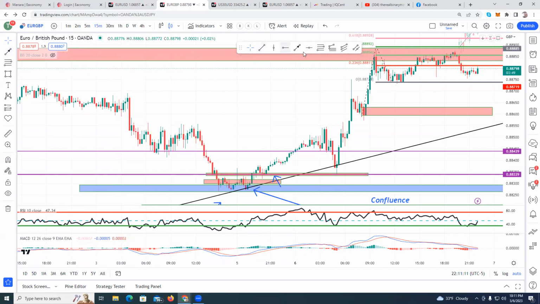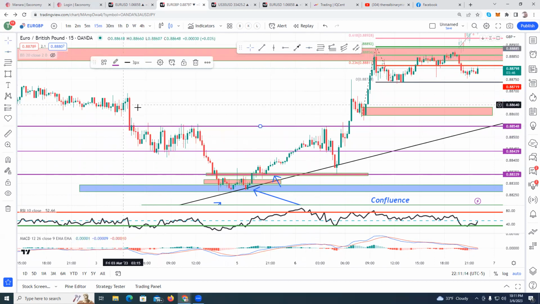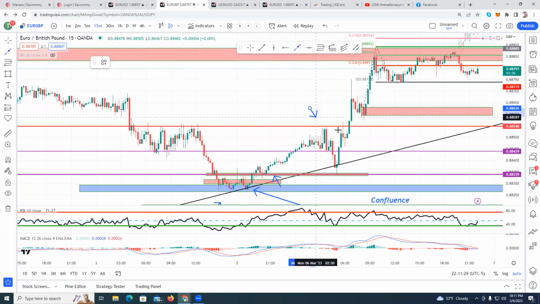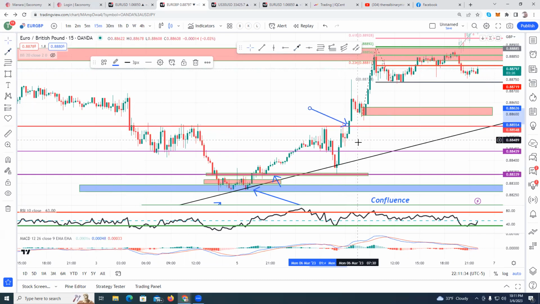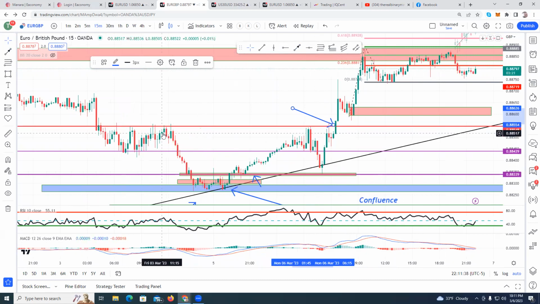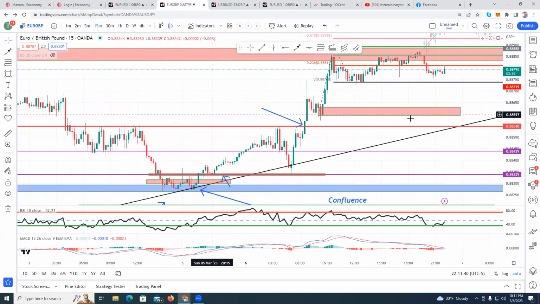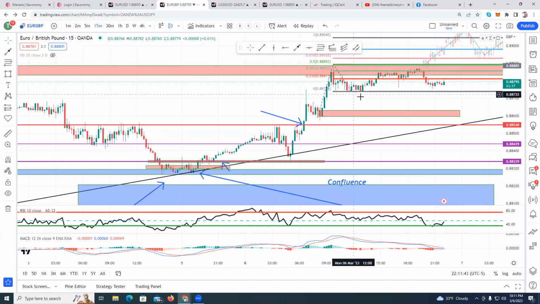Now, however, this area acted as a resistance here. It got rejected. Price pushed down. Price came back up, got rejected again. Price pushed back down to that support, came back up and got rejected again, believe it or not. And then finally breaking through with this candle that we see here. So now we have price action breakout of our next area and price is pushed up.